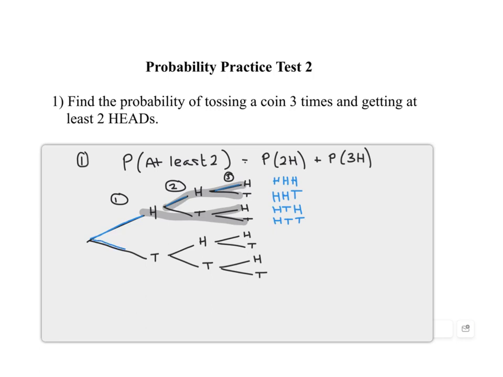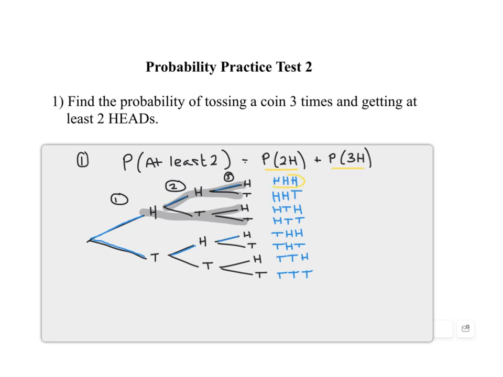And now we're going to move on to the next one, which is going to be along here. So we've got tail, head, head. Tail, head, tail is the next one. Tail, tail, head. And tail, tail, tail. And all we've got to do now is count the ones that have got 2 heads or 3 heads.